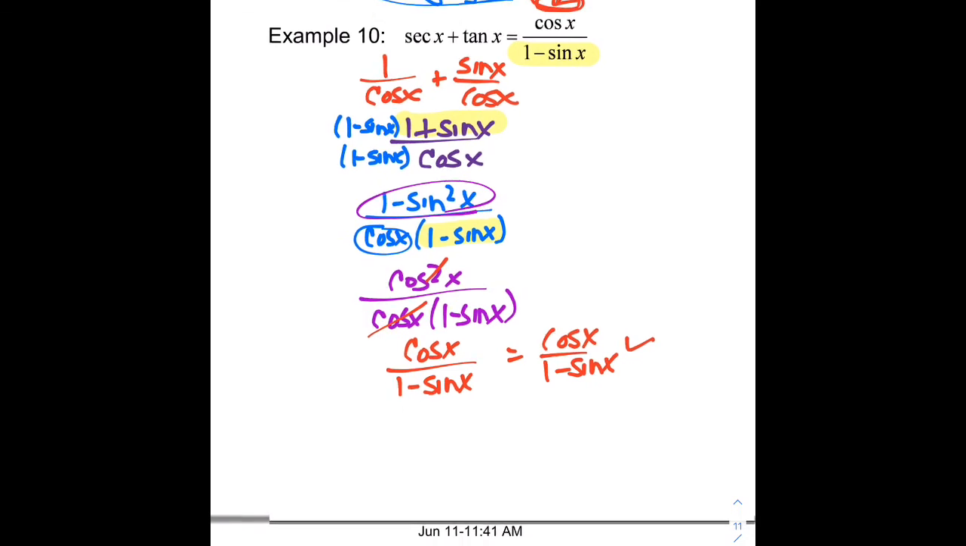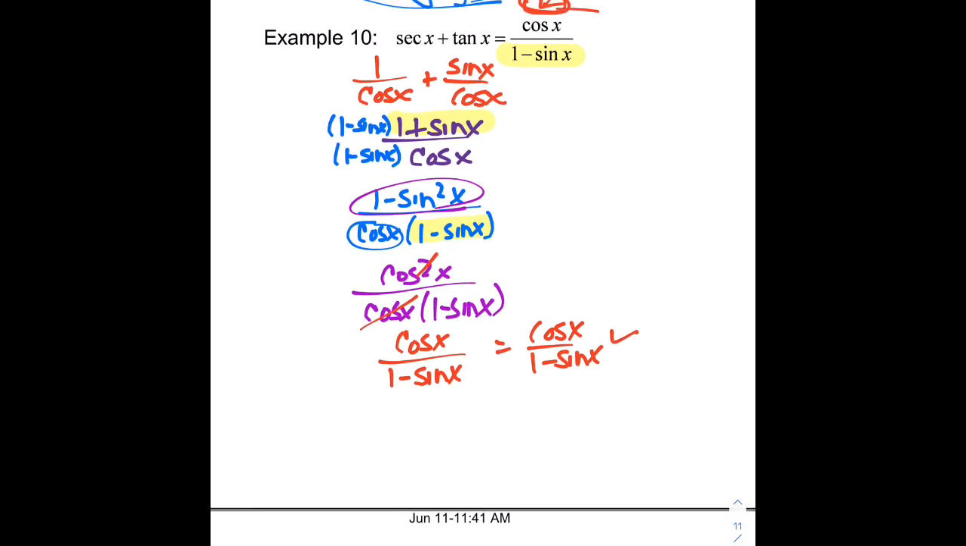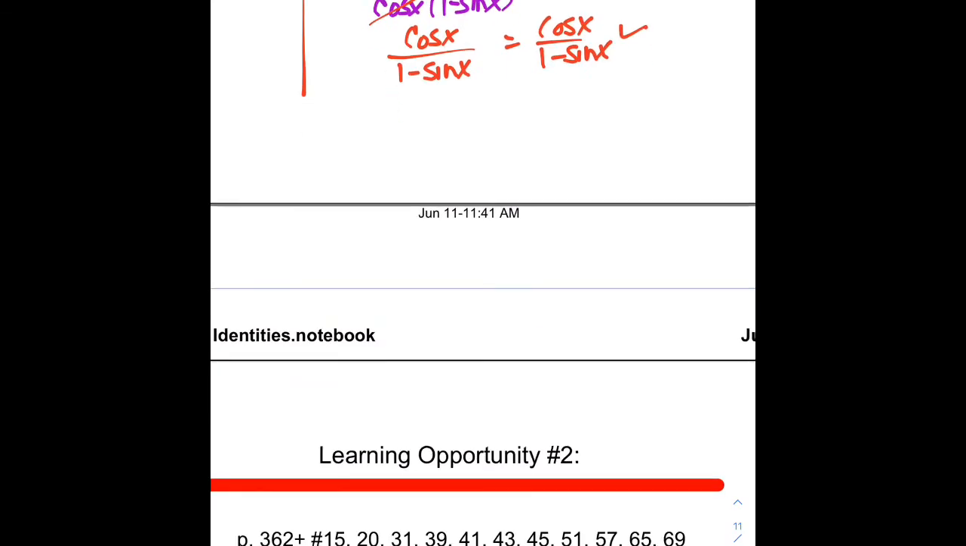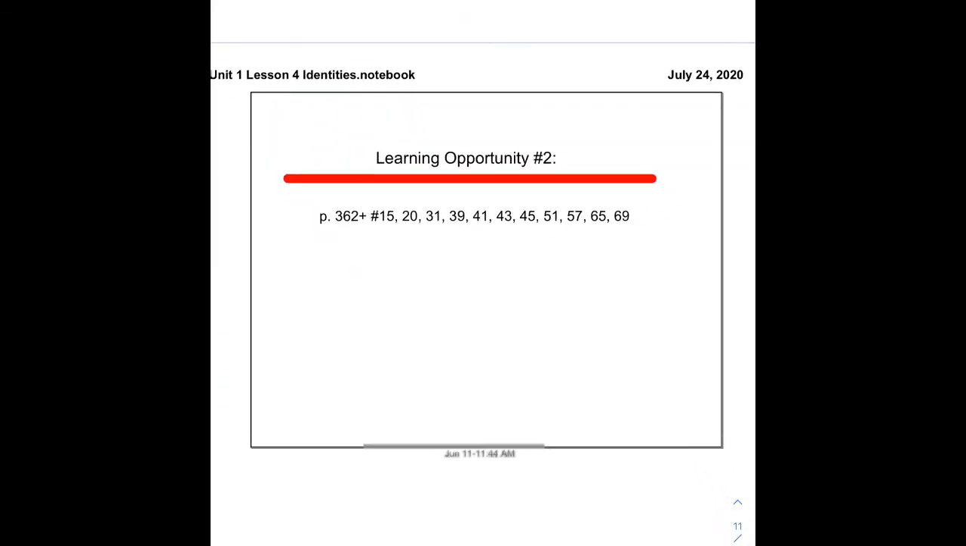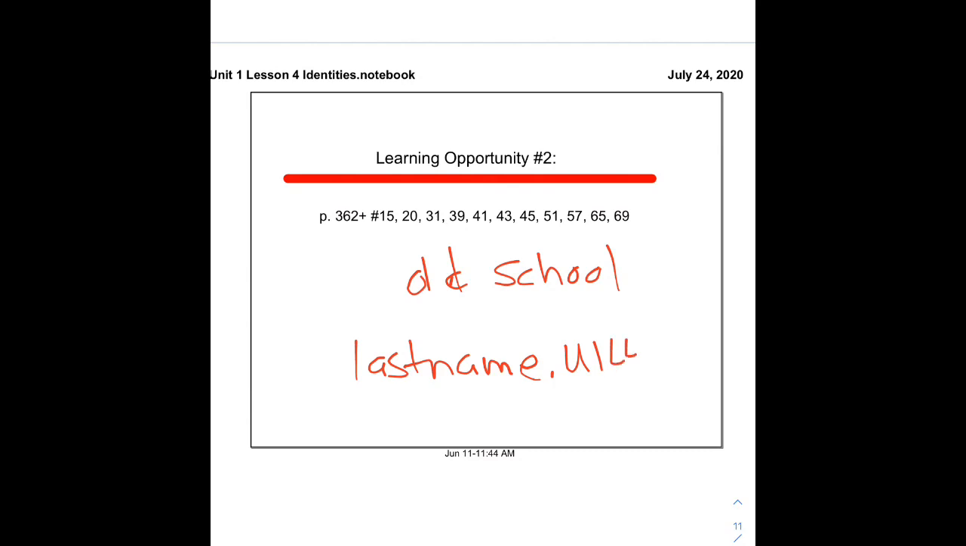And friends, if you wanted to start with this side, then all of your work would have been in this direction. So now you're ready to start verifying identities yourself. You do have a book assignment, so you're going to go old school. And you're going to show me work on a piece of paper and upload that by using a PDF where you type your last name, .unit1, lesson4.pdf, and enjoy.